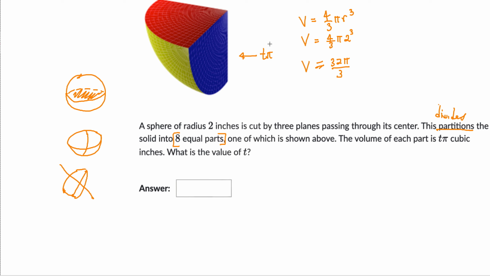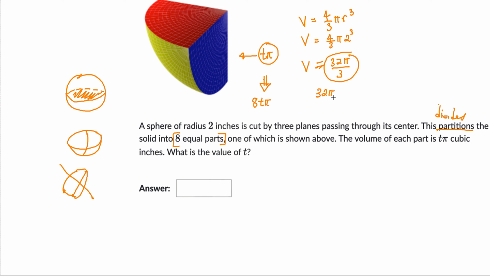Now this piece is T pi of a volume. This piece is exactly 1/8 of the entire volume. So that means 8 times T pi is also the volume of the entire sphere. So I set these two things equal to each other and I can solve for T. This is the volume of the sphere, 32 pi over 3, and this is the volume of the entire sphere. Because this is the volume of one piece and there are 8 of these pieces, you set them equal to each other.